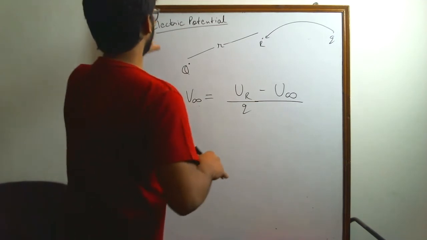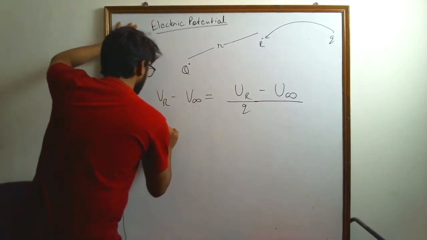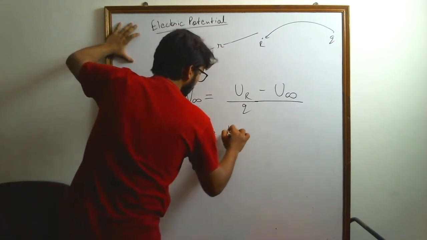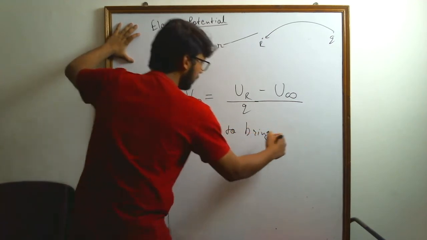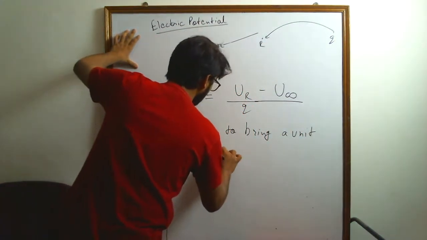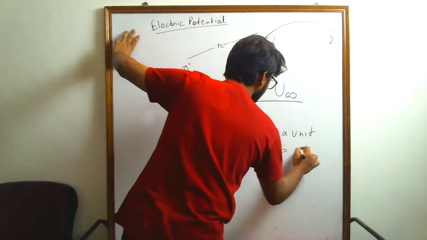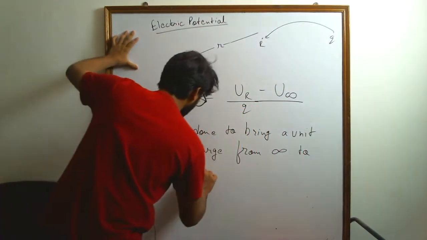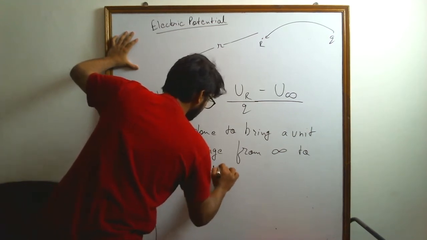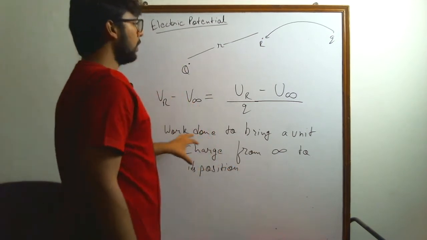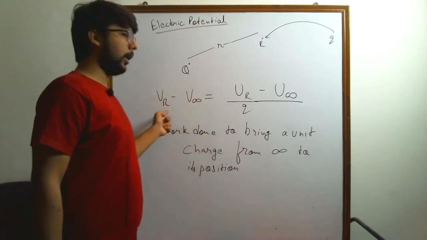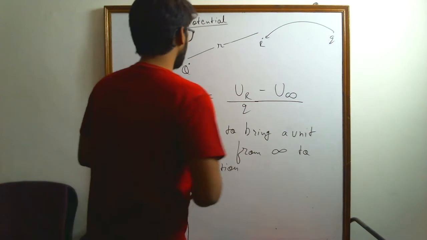Once we've understood what electric potential is, just to write the definition: electric potential is the work done to bring a unit charge from infinity to its position. This is the work done. This is what gets stored in the object as potential energy.